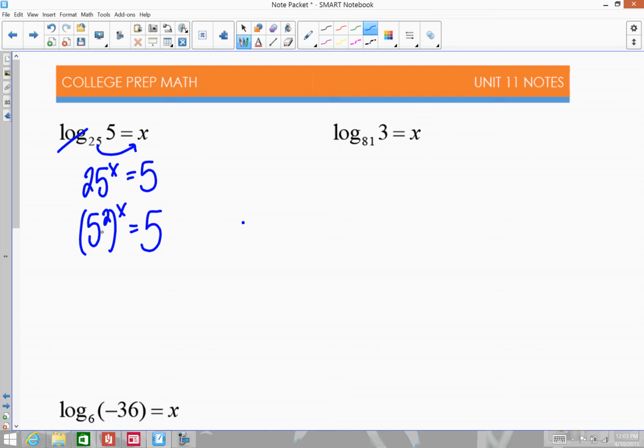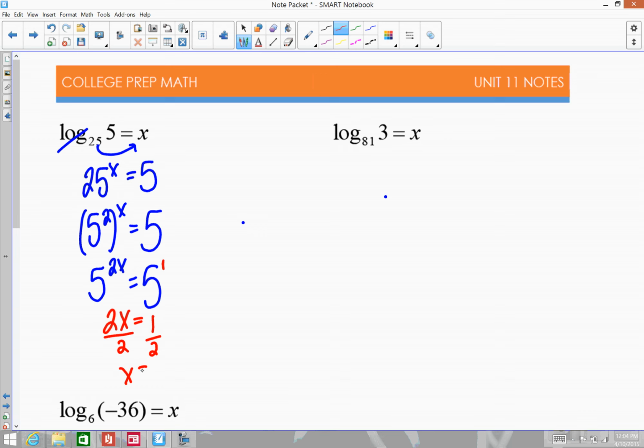And then if you remember our exponent rules, whenever you raise an exponent to an exponent, you multiply them. So 2 times x equals 5. Think about this as there's an exponent of 1 here. So now since I have the same bases, I can drop the bases because in order for this to be equal, the exponents have to be equal. And now I see 2x equals 1, so I just solve for x.